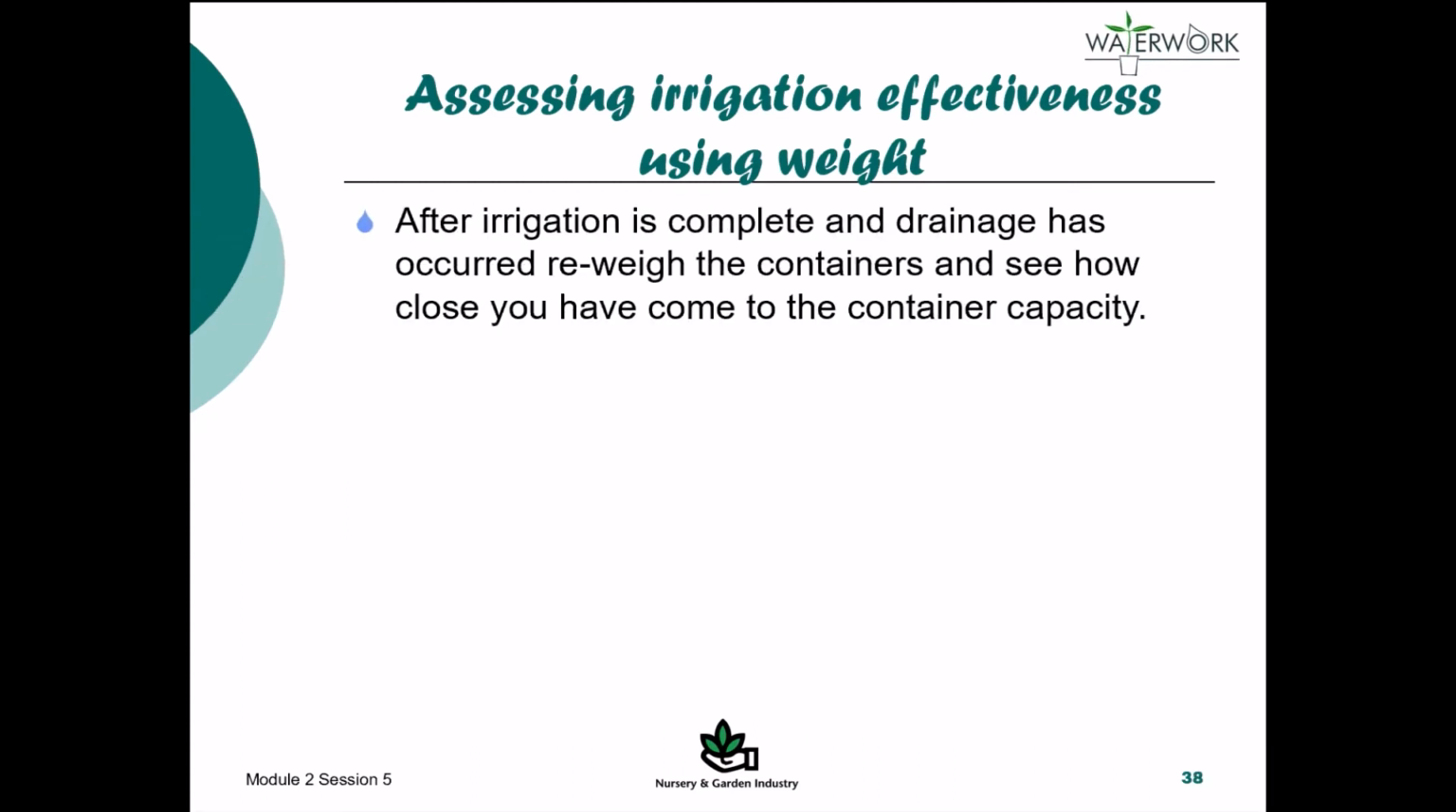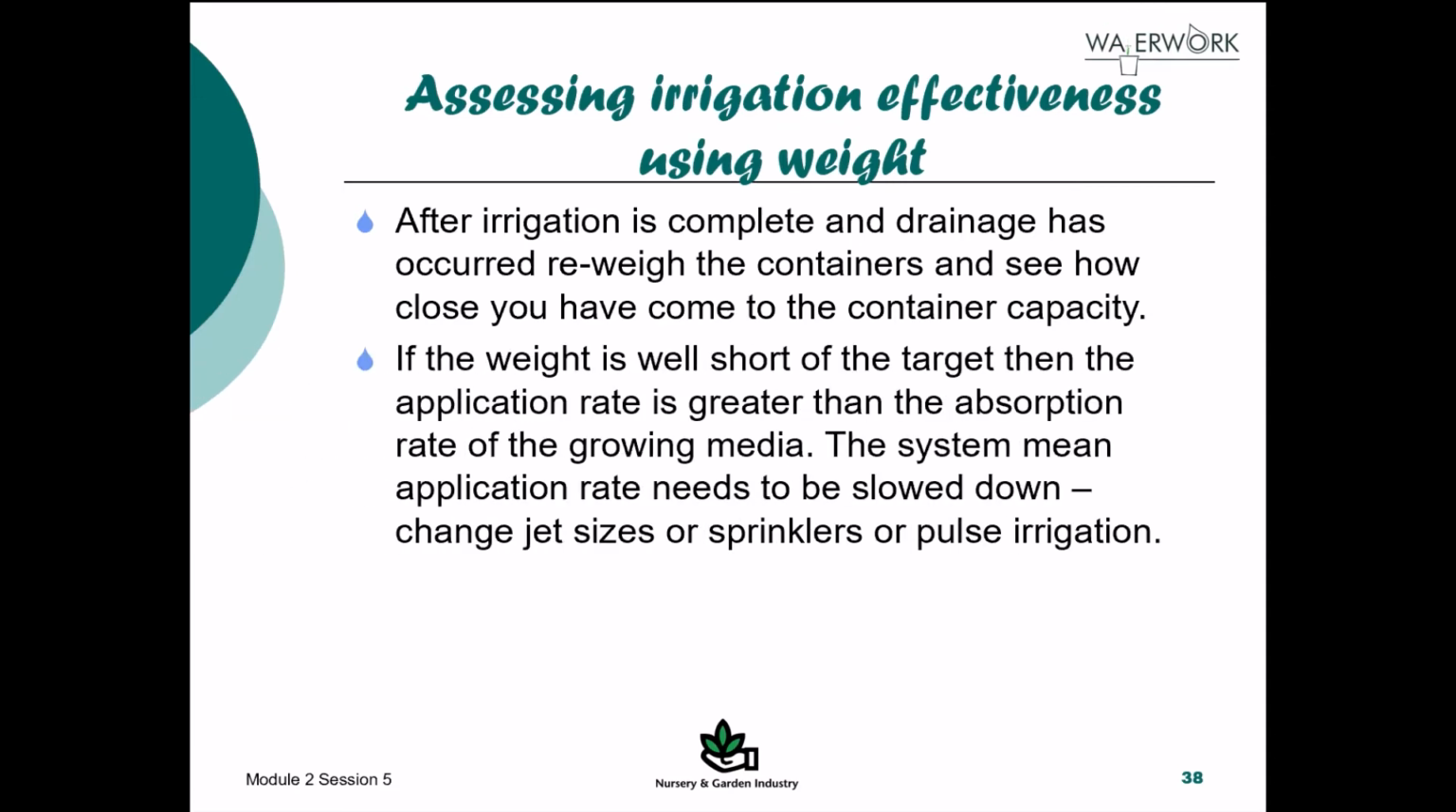After the irrigation is complete and drainage has occurred, remeasure the weight of the containers and see how close the weight has come to the container capacity. If the weight is well short, then the application rate is greater than the absorption rate of the growing media, and the system application rate needs to be slowed down by changing jet sizes or by pulse irrigation. Water being shed by foliage may also be a problem that needs to be considered.